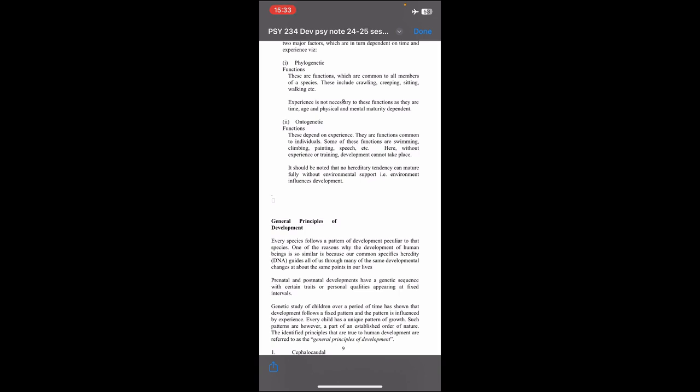Now, for phylogenetic, we said those are things that were common to the species. Now, this one is common to the individual. These are things that you learn maybe because of your environment or because of your genes. These are something that you can do, but they are based on experience.